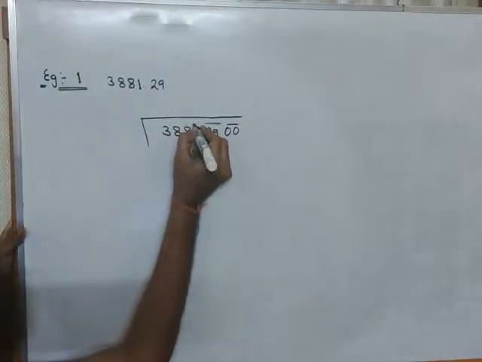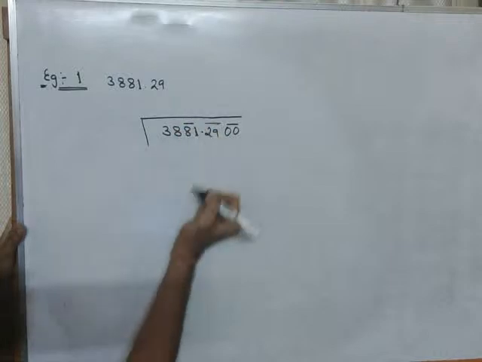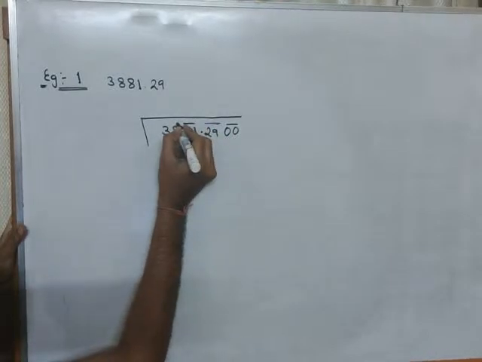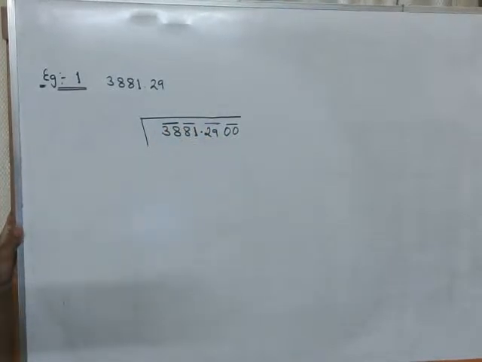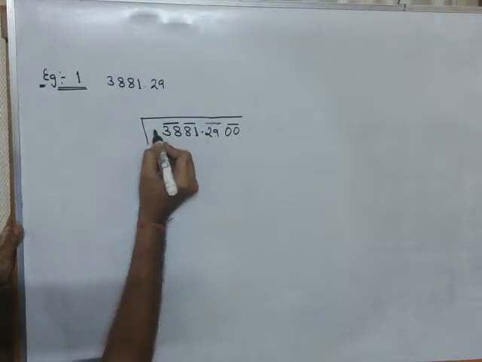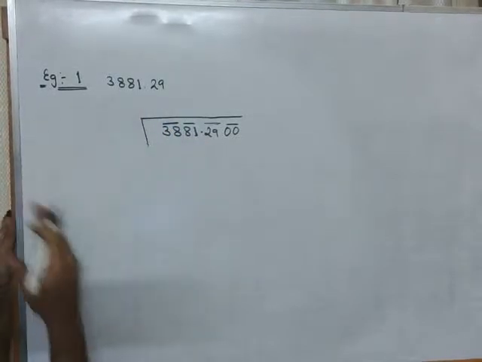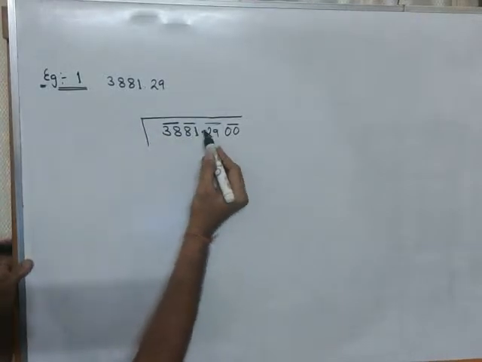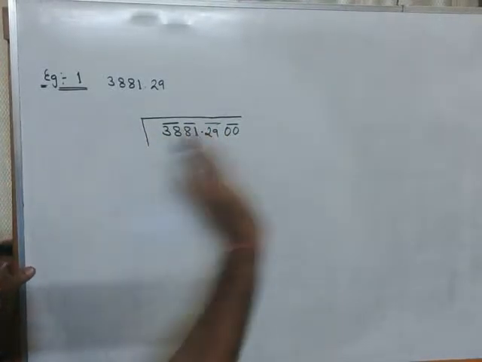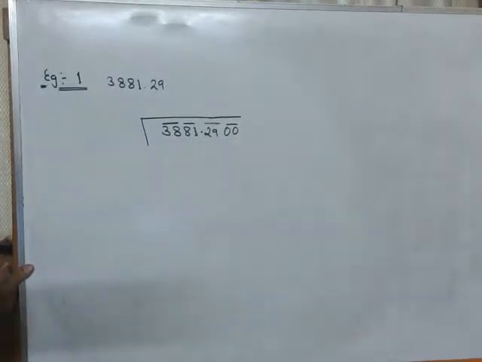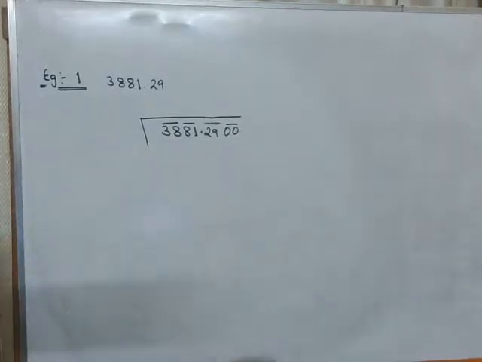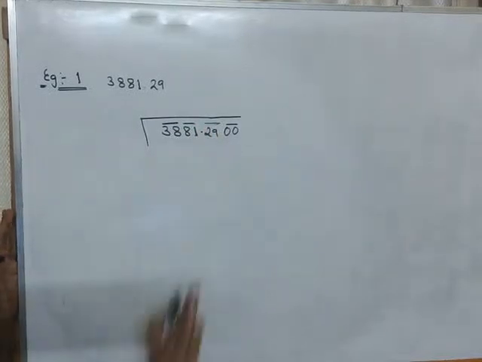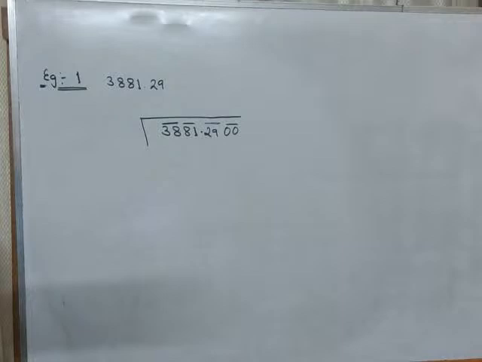Pair the digits: 8 and 1 make a pair, and 8 and 3 make a pair. Why? Before the decimal, pairing starts from right to left, and after the decimal we can put zeros at the right. Pairing after the decimal goes from left towards right. Clear? Is pairing clear?